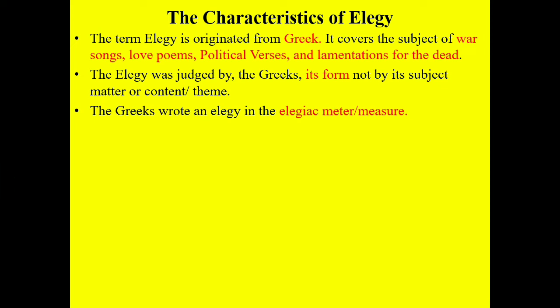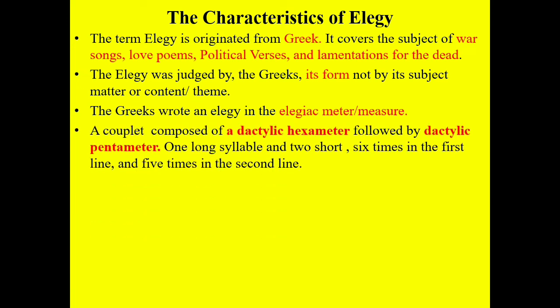The Greeks wrote an elegy in the form of elegiac meter or elegiac measure. Now, what is this elegiac meter? Let us know. A couplet means 2 lines. In a stanza, maybe 4 lines or maybe 2 lines. So if you look at the first 2 lines, how they are composed: a couplet composed of a dactylic hexameter followed by a dactylic pentameter.